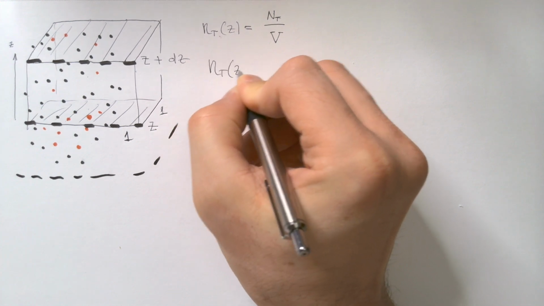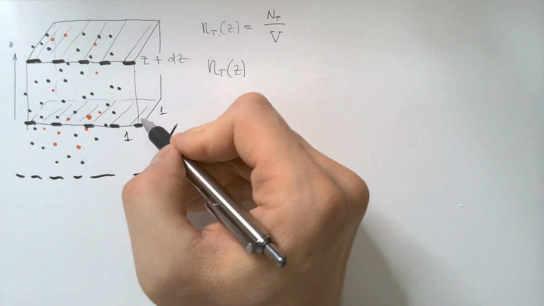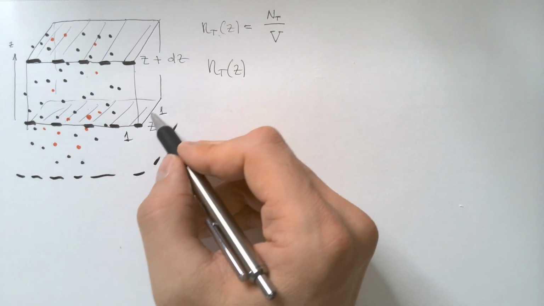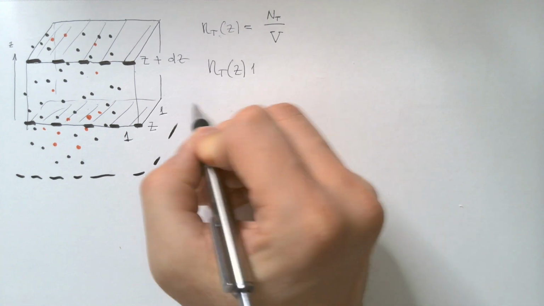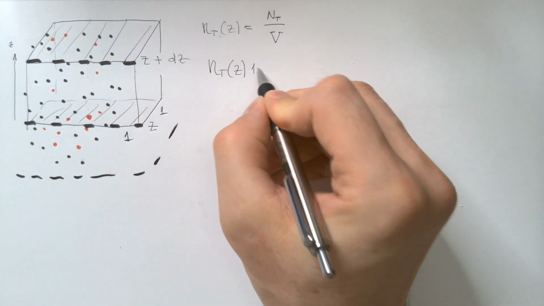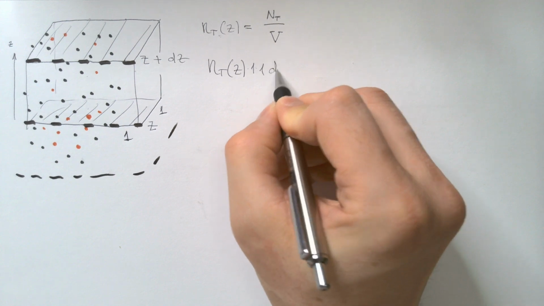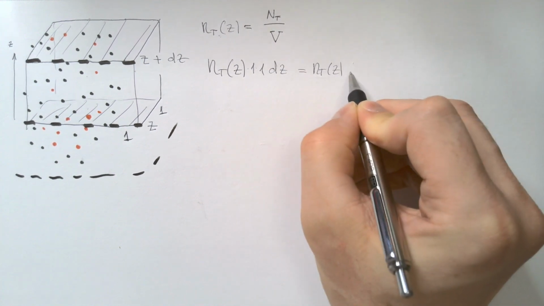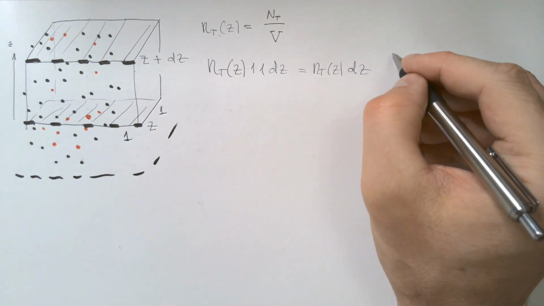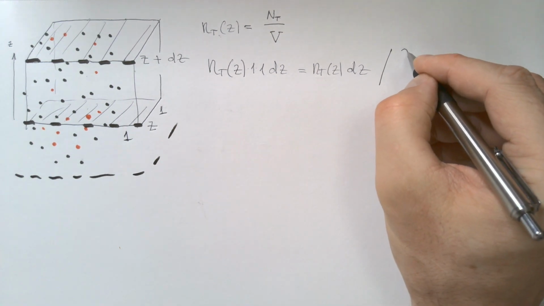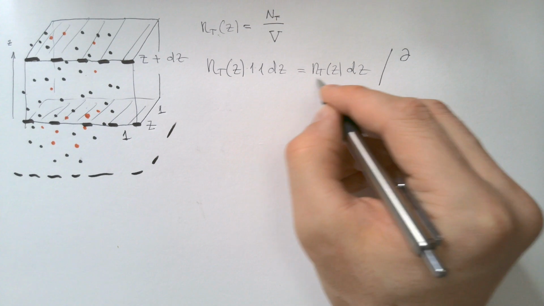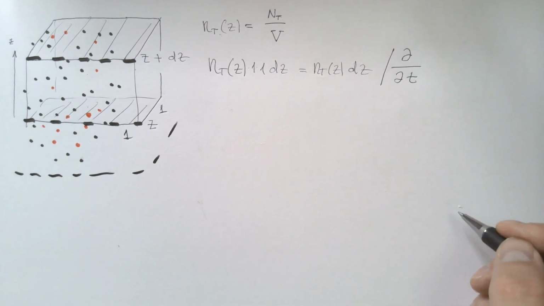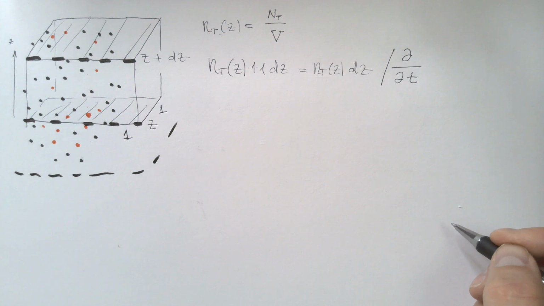nt, which is a function of z, times this volume. But this volume has surface 1, namely 1 times height dz. So this is nt of z dz. And as I said, we want to find the change of this number with time. So I need to differentiate this with time.